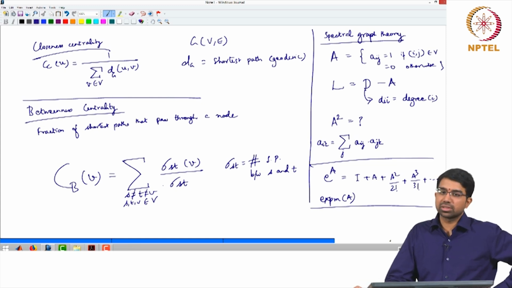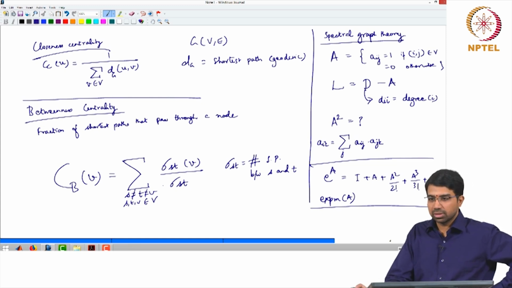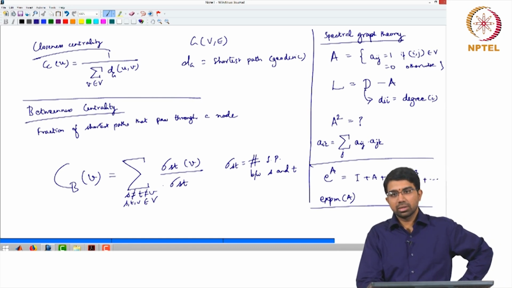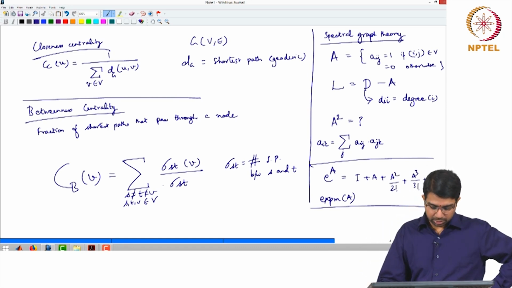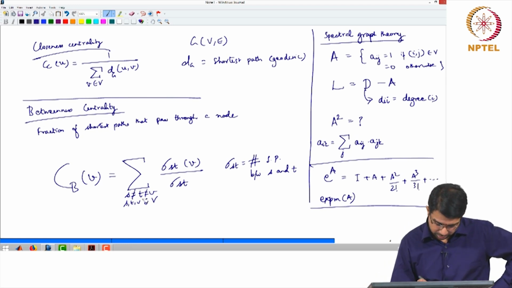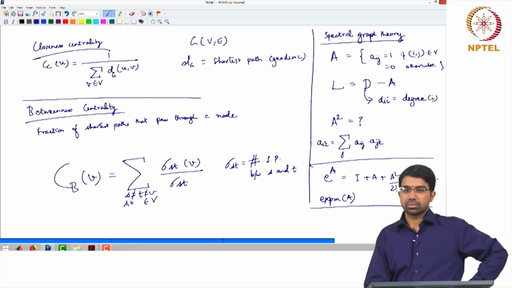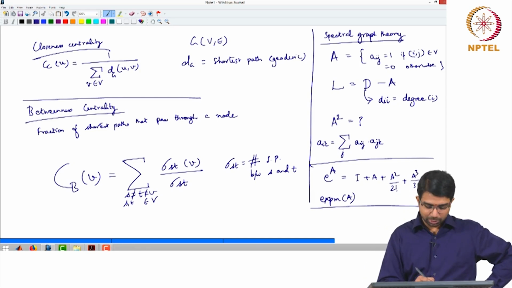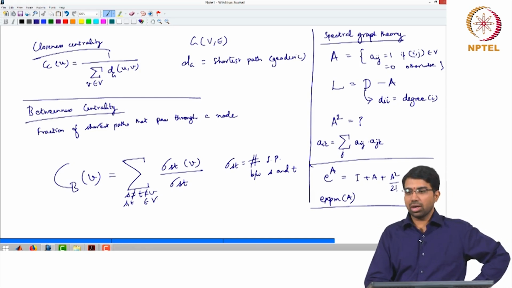So, you ignore edges, you do not consider edges to be paths, the first step. V is not summed over, right? No, V also belongs to the node set, but it is summed only over S and T, all S and T.